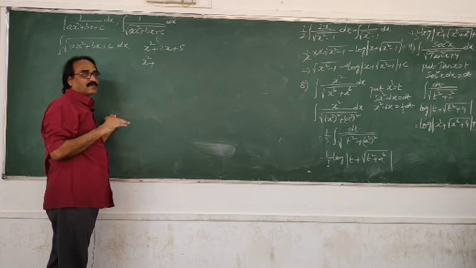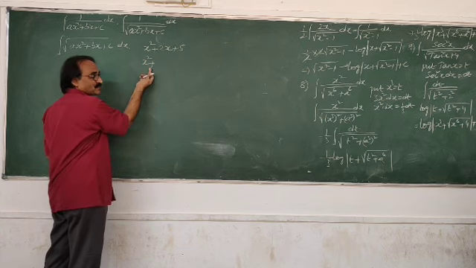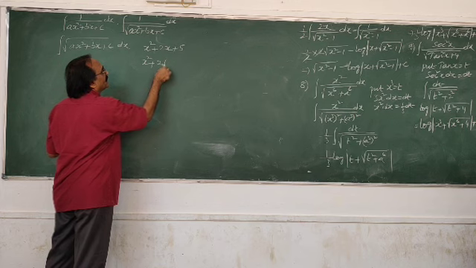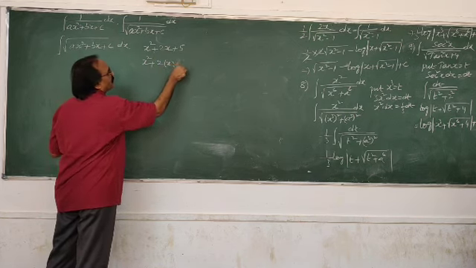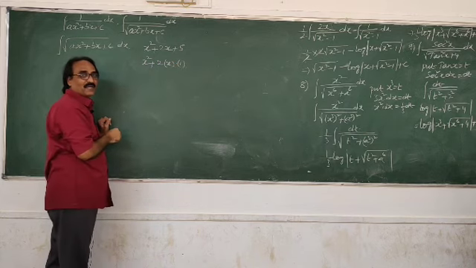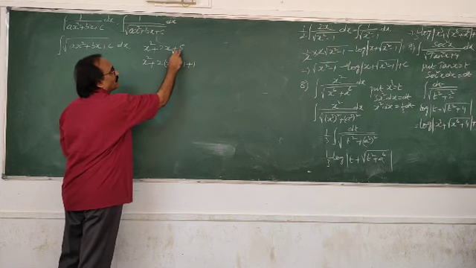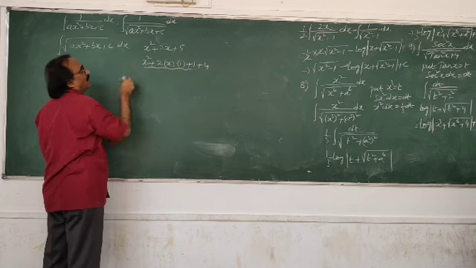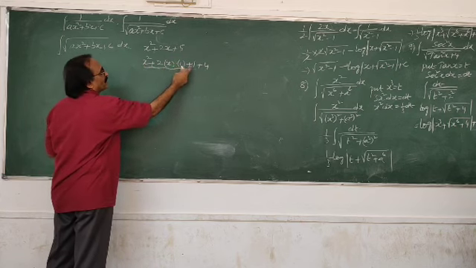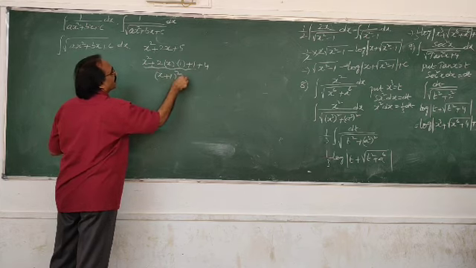In the identity a plus b whole square or a minus b whole square, there must be plus 2ab or minus 2ab, you know. Here plus is there, so plus 2ab. 2 is the same, a is x, and 2x is already there, so only 1 must be there. So b must be 1, and b square is 1. Here we have 5, and 5 can be split into 1 plus 4. So x square plus 2ab plus b square can be written as x plus 1 whole square plus 4.